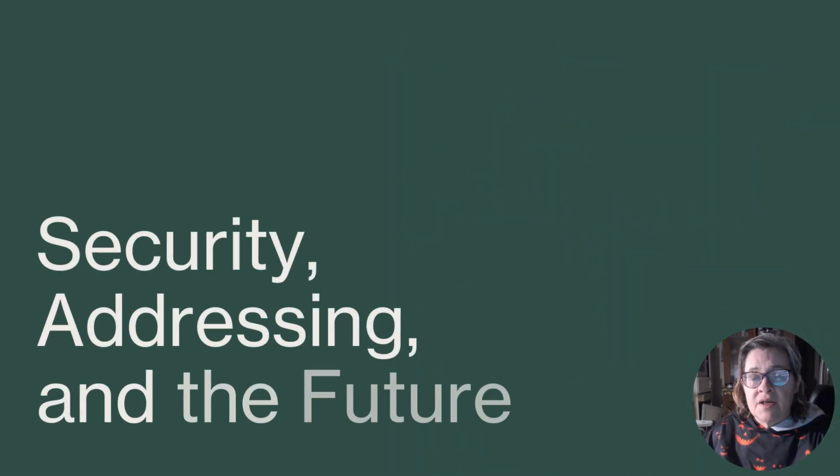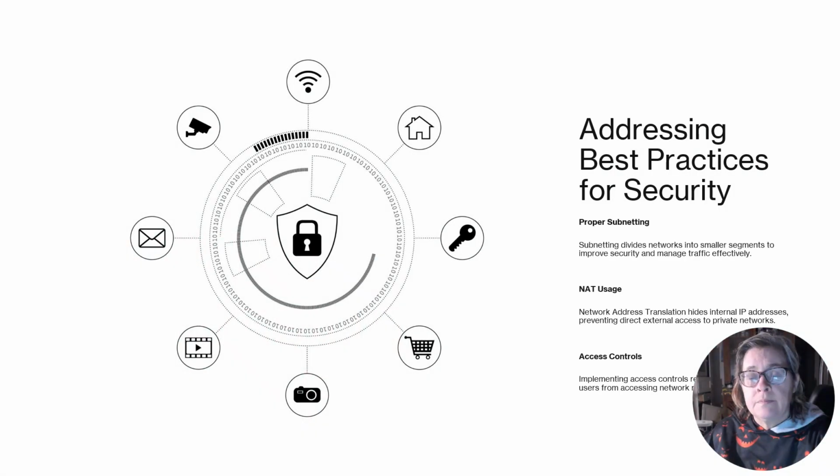The final section addresses best practices for secure addressing, the impact of IPv6 adoption, and future trends shaping IP addressing technologies. Implementing secure address practices, including proper subnetting, network address translation usage, and access controls, helps protect networks from unauthorized access and attacks.